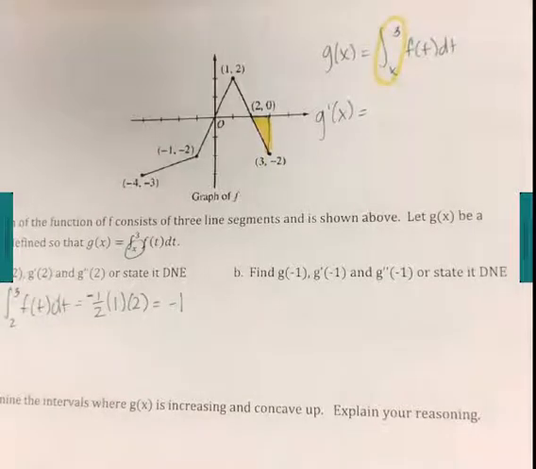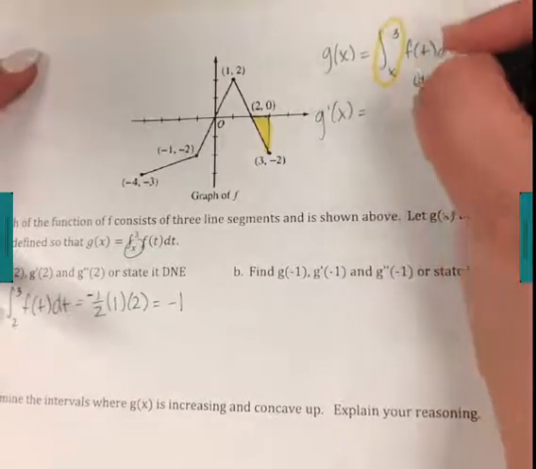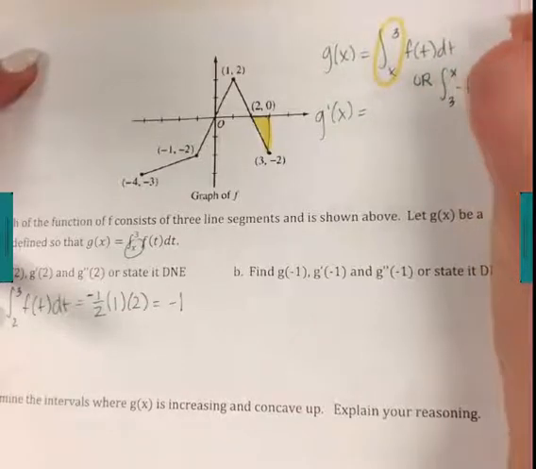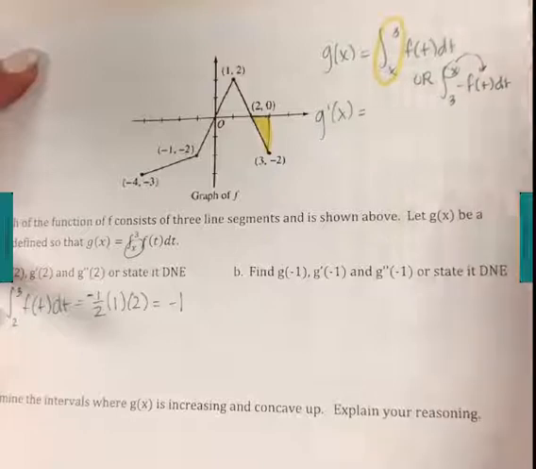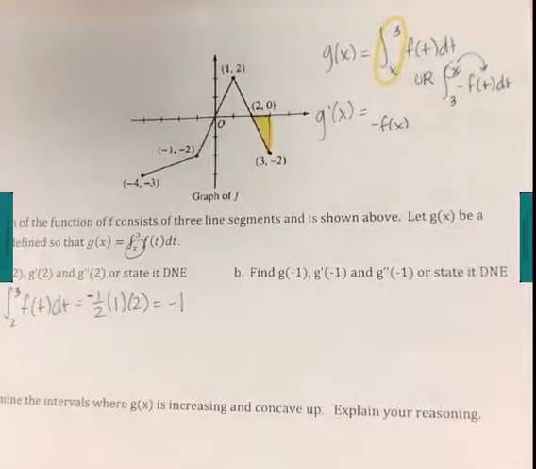If x is on the bottom, can I use my rule? No, so I have to flip the order to use my rule, which means I have to apply a negative. So look, this is the same as the integral from 3 to x of negative f of t dt. And then I can plug the x in, so it's negative f of x.